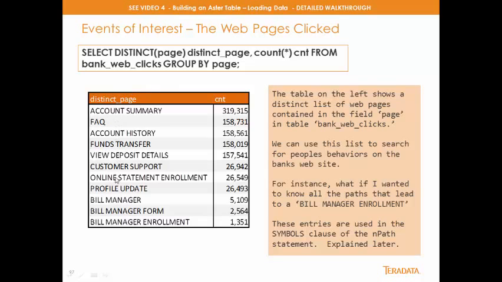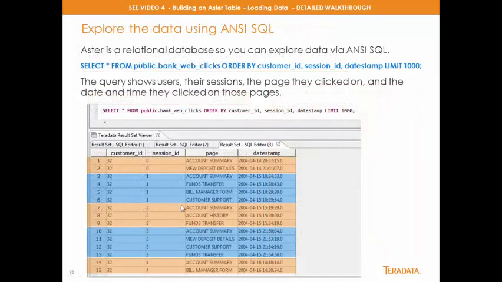And you'll see here that I get a list of the distinct types of pages that are available inside my data. So I have an account summary all the way to bill manager enrollment. And this one is really important. This is what we're going to actually use later when we get into our nPath statement, because this is a conversion. What bill manager enrollment means is that they just signed up for a new product offered by the bank.